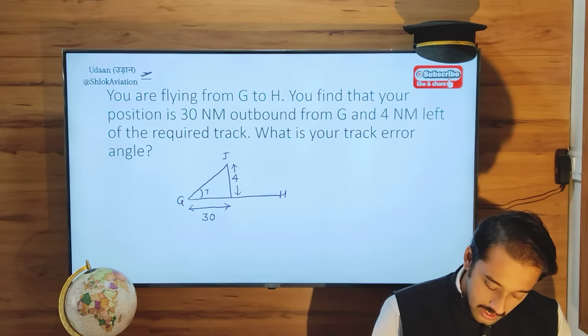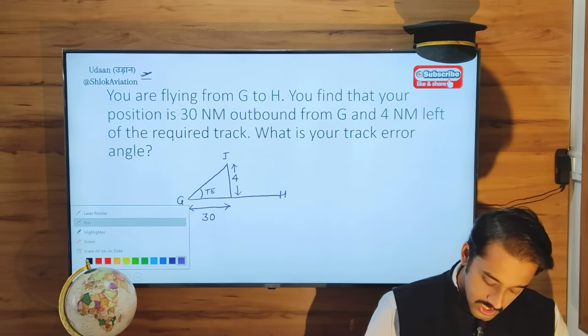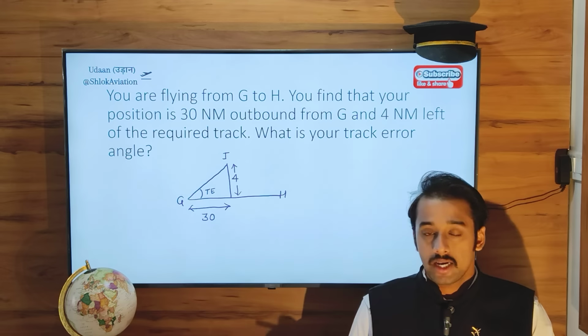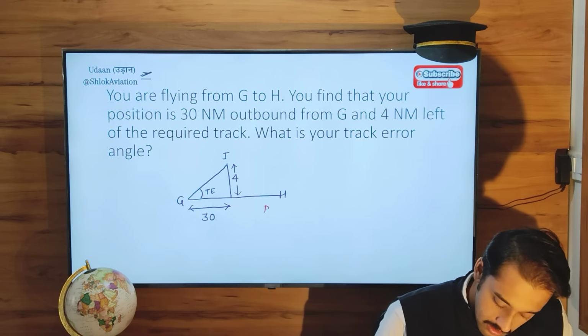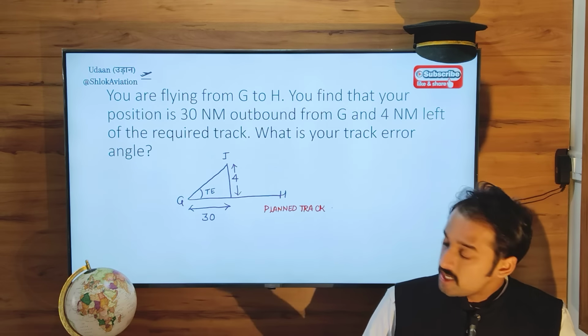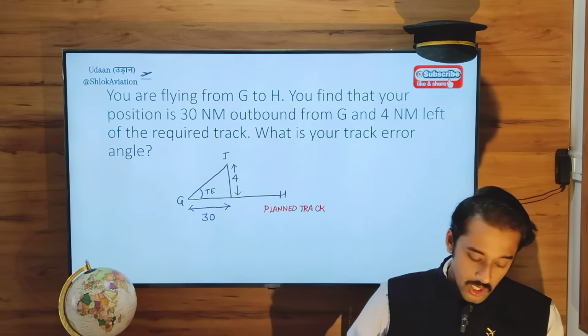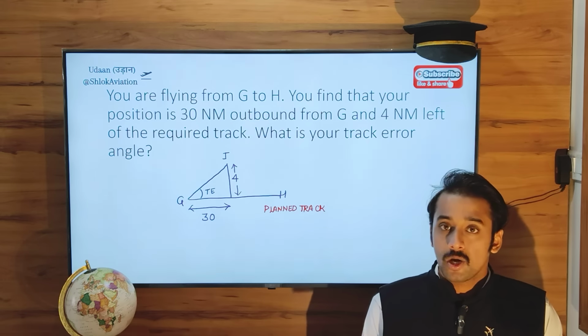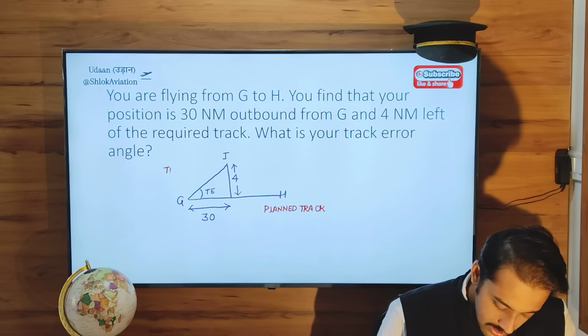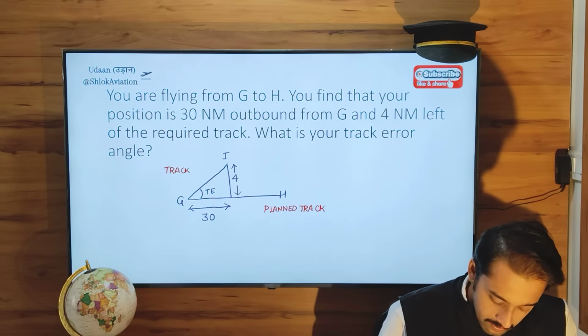So what is your track error? So now, what is GH? Your GH is your planned track or required track. What is G and J? It is your track made good, the actual track that you are covering or traveling over the ground. Track made good.